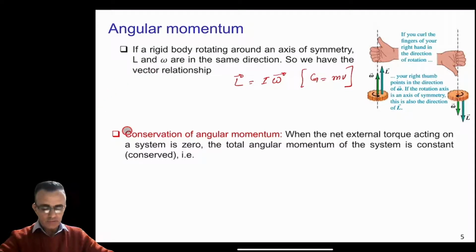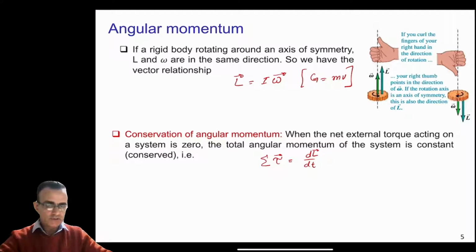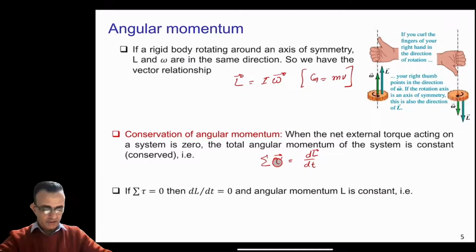Similarly to the conservation of linear momentum, we also have the conservation of angular momentum. When the net external torque on a system is zero, the total angular momentum of the system is constant, which means it is conserved. Because we know that the summation of all the torques is equal to dl by dt, if the summation of all the torques is zero, then dl by dt is equal to 0, and the angular momentum L is constant.